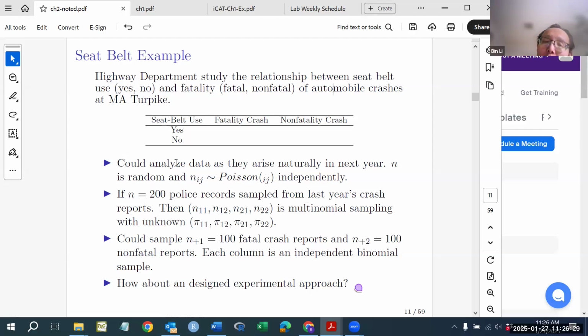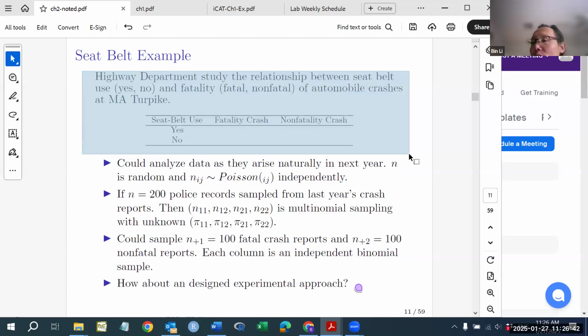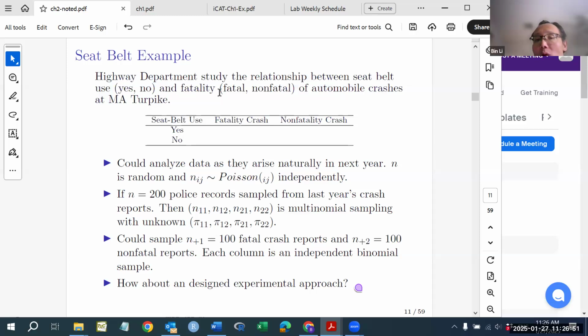Okay, so we could analyze the data as they arise naturally in the next year. So we keep this table. Now this time, we will apply this table to the year 2025. So what we do is we just monitor all the car crashes at this location in 2025. Every time one happens, we check whether the driver was using the seat belt or not, and then check whether the car crash is fatal or not fatal. Then I will just put a number here. I collect data through this whole year, and by the end of year 2025, now I will have a table, and this one will be what?